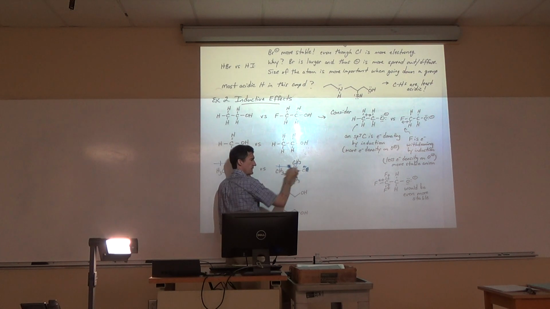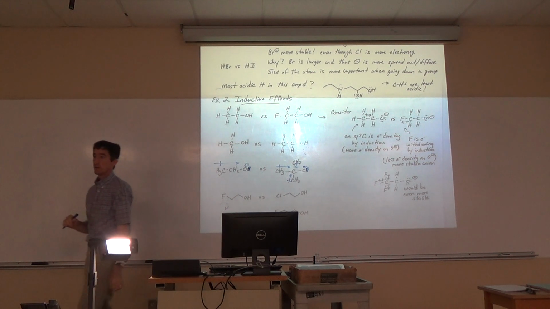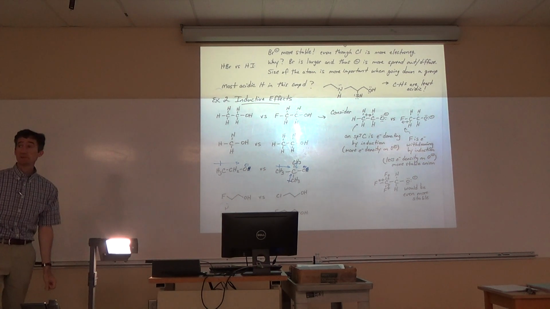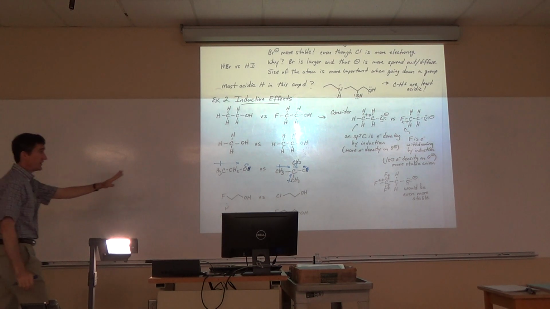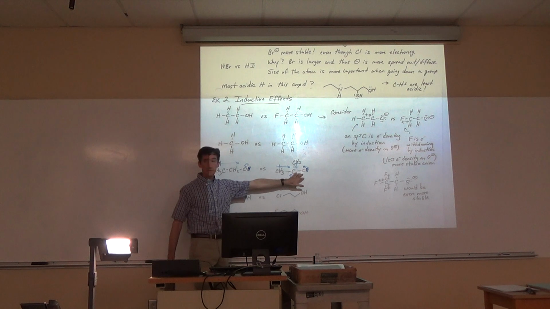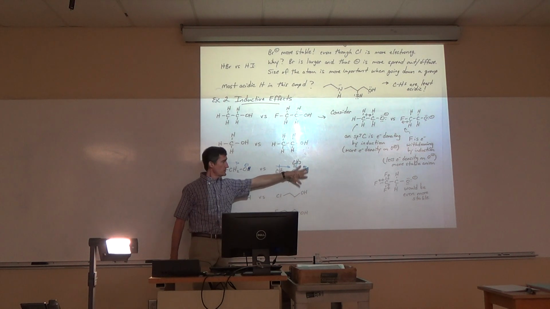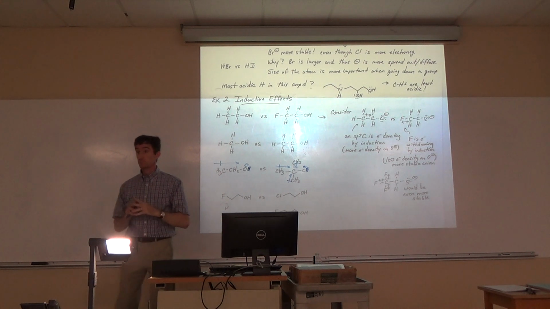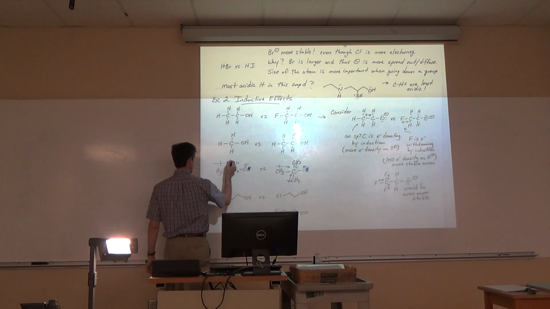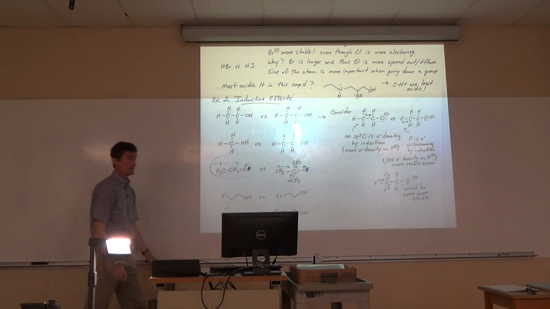Is that going to stabilize the minus or hurt it? It's going to hurt it. You don't stabilize minuses by pushing electrons towards it. You stabilize minuses by pulling electrons away. That hurts it, so it's going to make it less likely to form. So the branched OH compound is less likely to act as an acid. This original compound is more acidic.